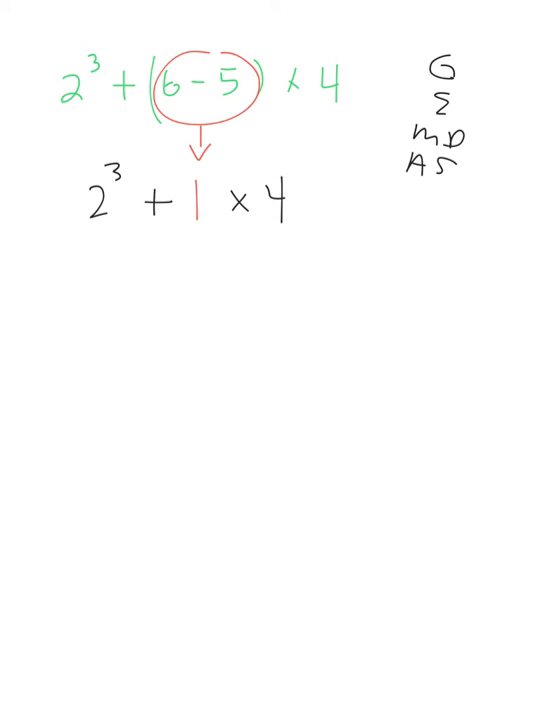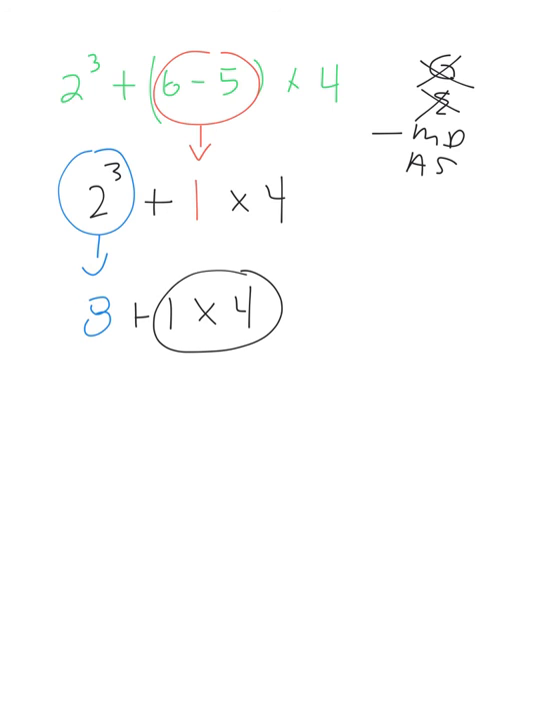Okay, any grouping symbols? No. Any exponents? Yes. 2 to the third is 8. Plus 1 times 4. No grouping symbols, no exponents. Multiply or divide? Yes. That is, oops, 4 plus 8, which gets you to 12.